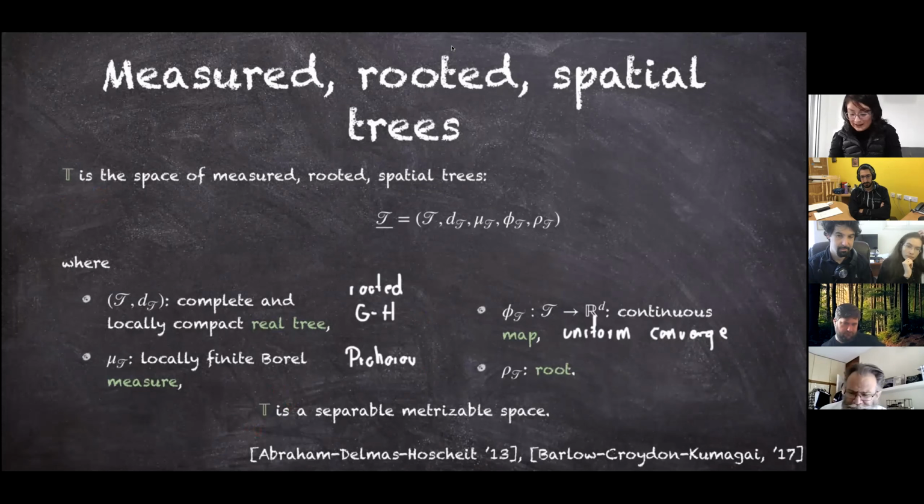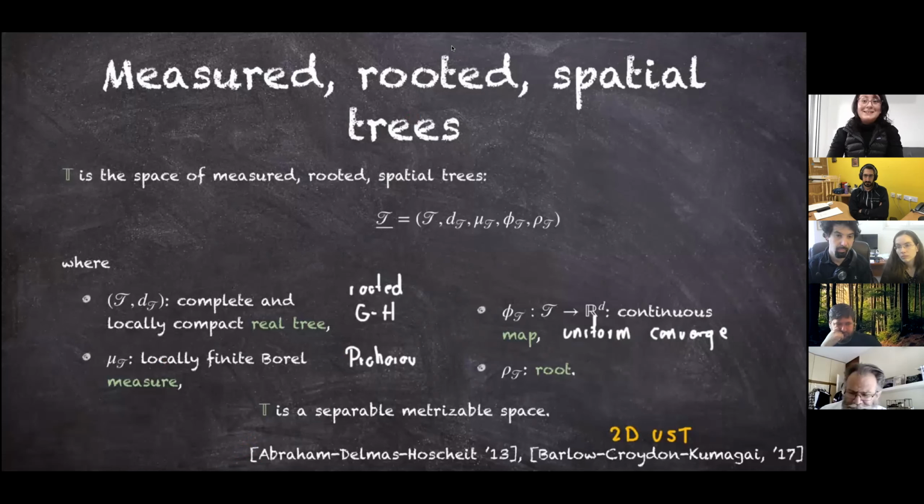And this is not something that we propose. It has already been used for the two-dimensional uniform spanning tree when Martin Barlow, David Croydon, and Takashi Kumagai were studying their scaling limits. And it is based on a work on more general spaces of Abraham, Delmas, and Hoscheit, where they proposed a metric of distance, but more importantly, they gave a criterion for tightness.